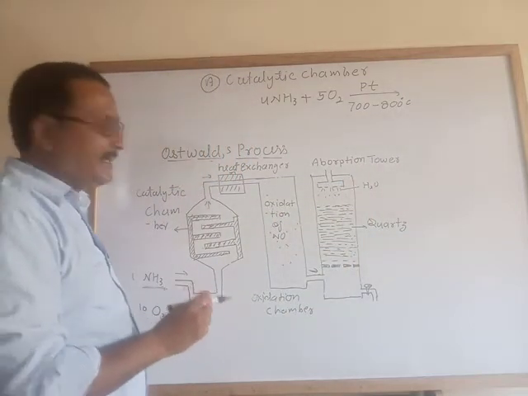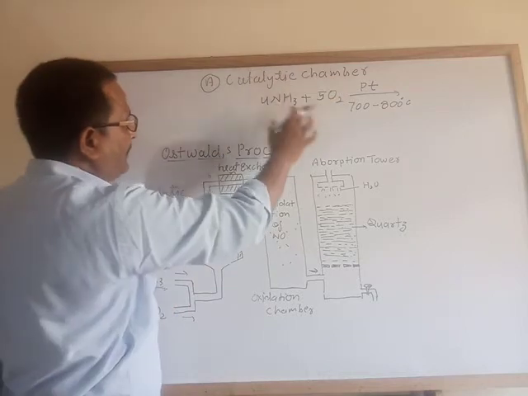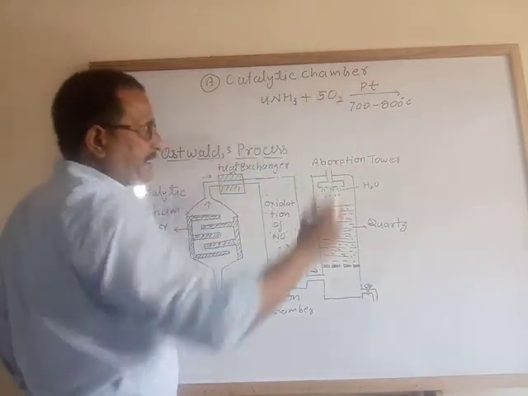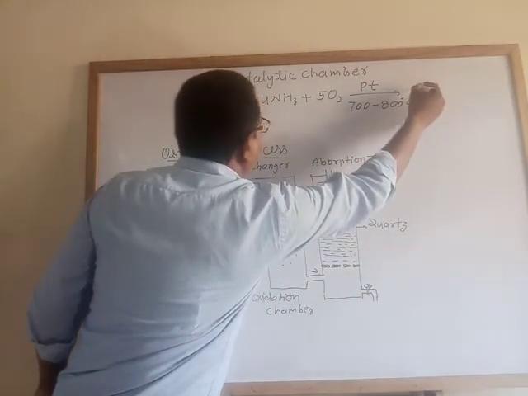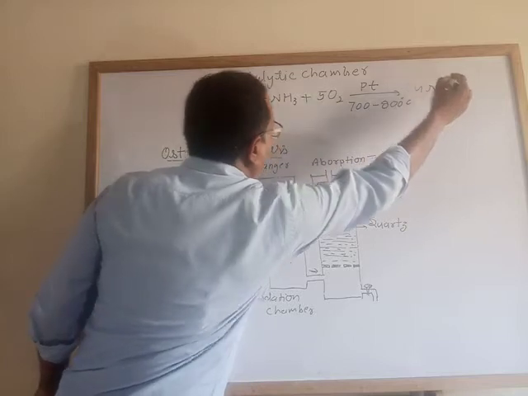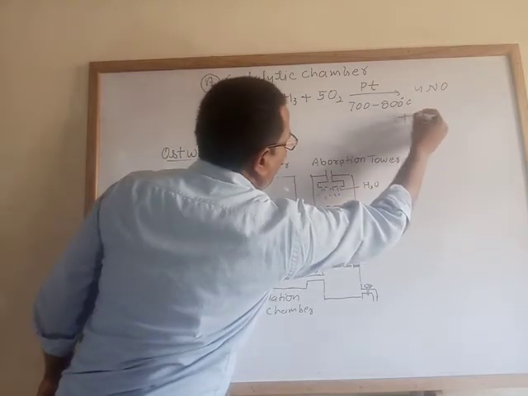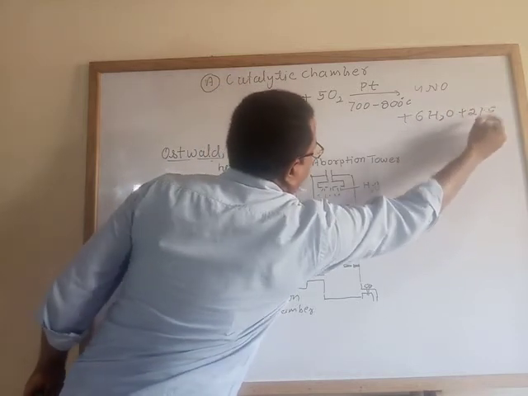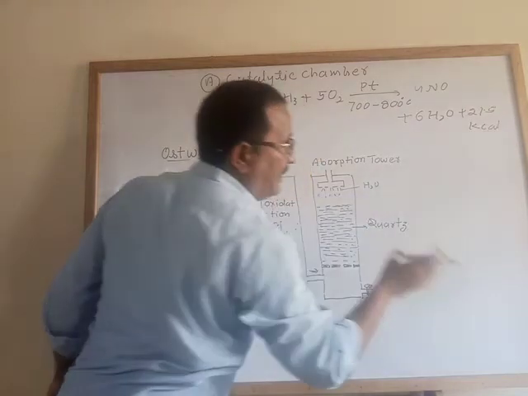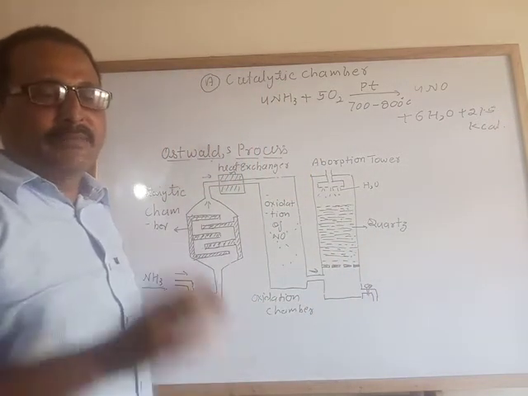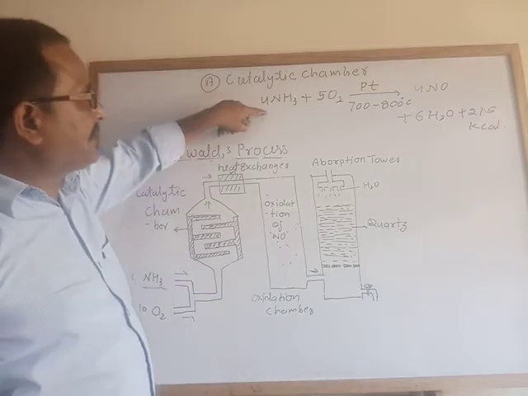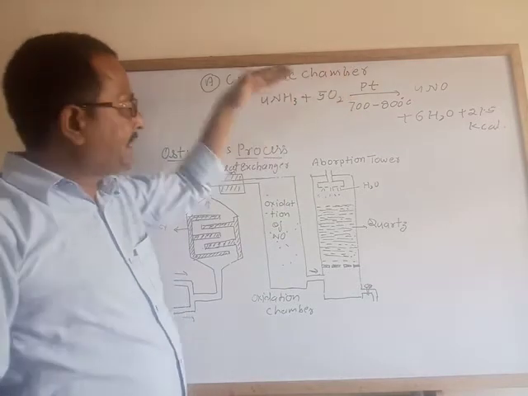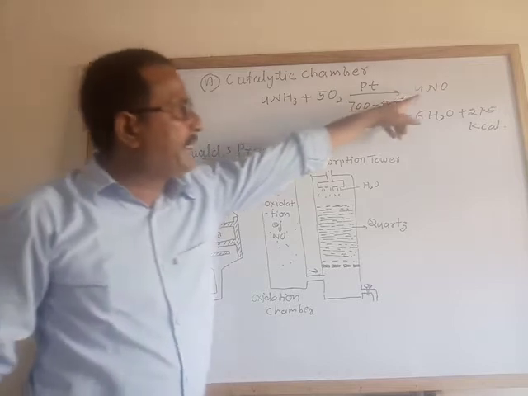It means that at the beginning in the catalytic chamber the reaction is endothermic, but once the reaction starts, it forms nitric oxide or nitrogen monoxide, water vapor, and 21.5 kilocalories of heat energy. This means the reaction is highly exothermic. This reaction takes place in the catalytic chamber, which means the catalytic chamber is used for manufacture of nitric oxide.